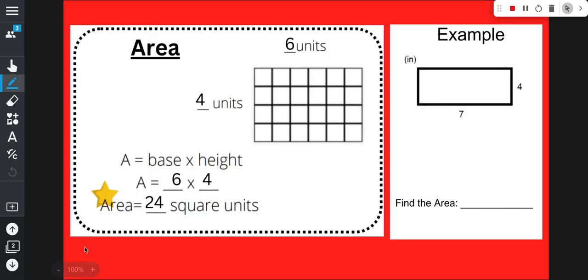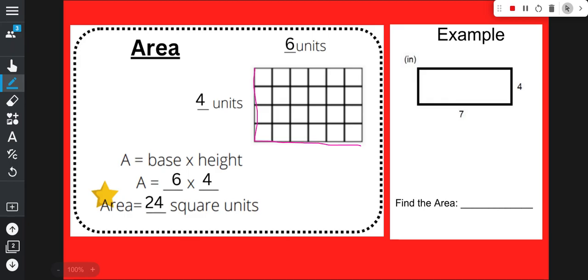The first topic is area. This is not a new concept, but one that we should be reminded of yet again. Area is the base times the height. Remember, the base is where the object rests on, so it could be the bottom of the shape or it could be the top. In this case, it's the 6 units of the top times the height. And the height is always 90 degrees from the base. So our height is 4. So we do 6 times 4 to get our area, and our area is 24 square units.